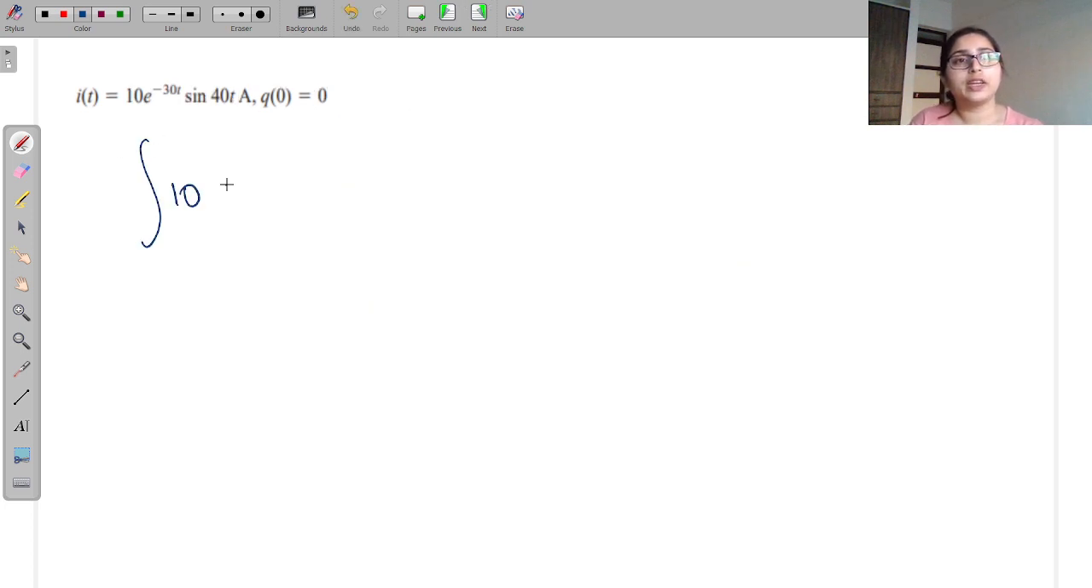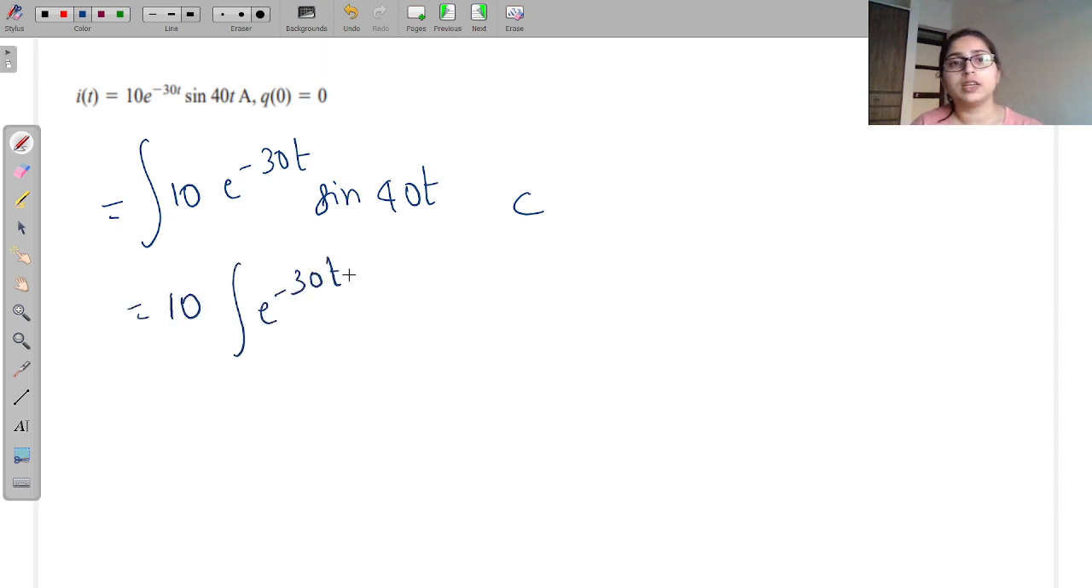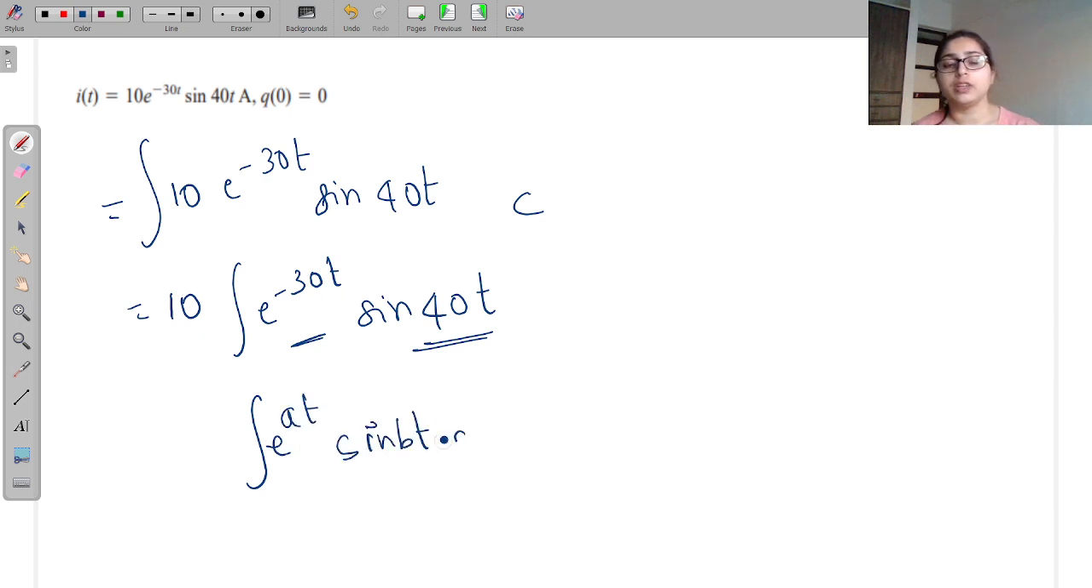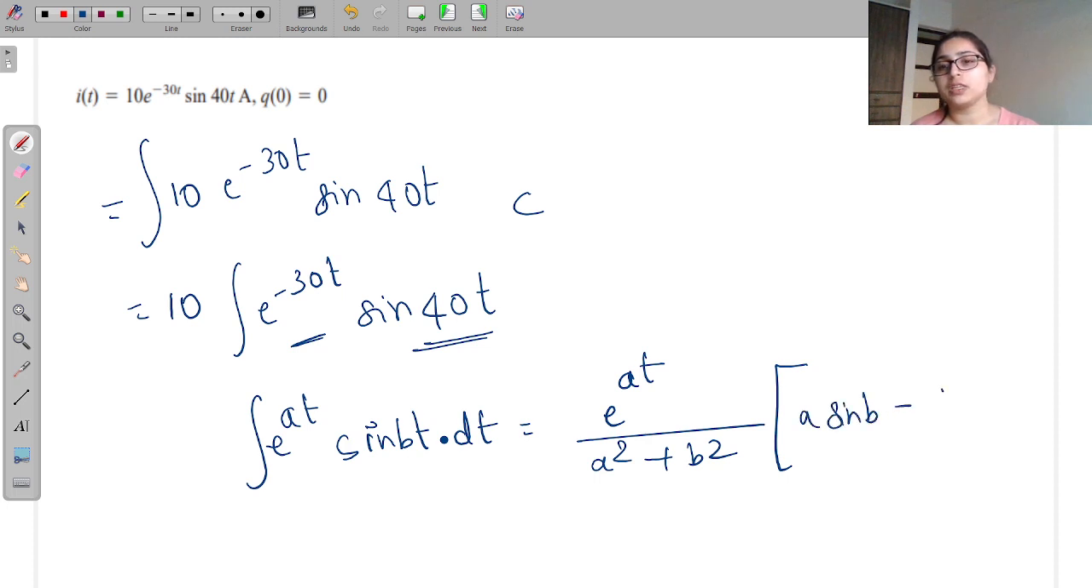Next, integration of 10 e to the power of minus 30t sine 40t. Initial charge is 0. Since it is ampere, this is coulomb. 10 is a constant, e to the power of minus 30t sine 40t. Now you have an exponential term and a trigonometric term. So this is of the form integral of e to the power of at sine bt dt. So we can write this as e to the power of at over a square plus b square, times a sine bt minus b cos bt.